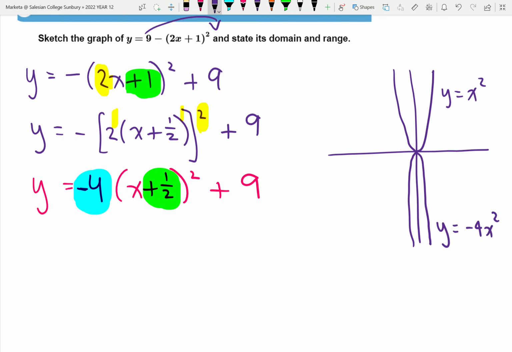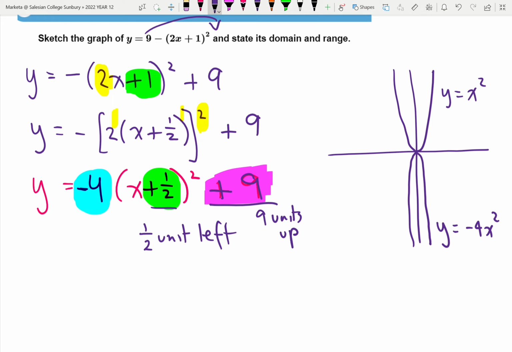And then, well, now I'm just going to move it. So the moving is going to be, this means half a unit left, and this one, which we can't really see very well, is 9 units up. So let's do that. I'll get rid of these so we can use this. So half a unit left, 9 units up, so somewhere here. And my turning point is at negative half and 9.